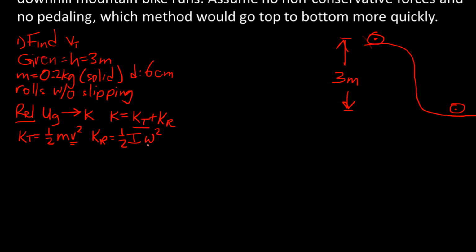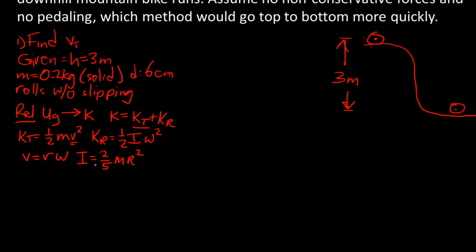Hey, looking through here, I know there's a relationship between velocity, radius, and omega. That's going to be an important relationship here. It looks like I'm also going to need the relationship for moment of inertia. For a solid sphere, this would be one of the values you'd like to memorize. I find that it's 2/5 mr squared.